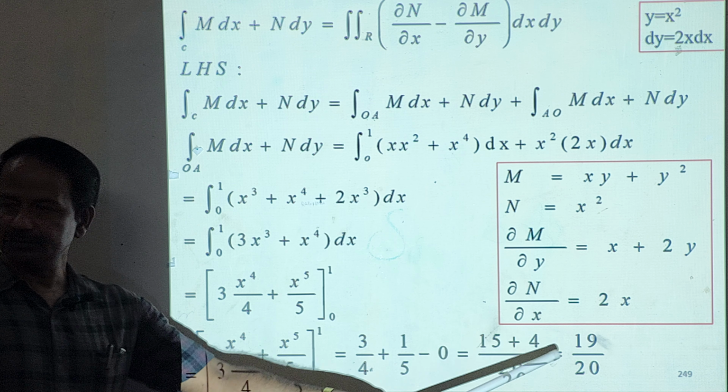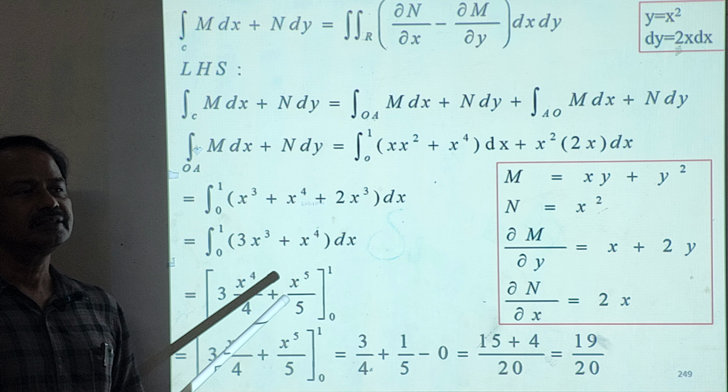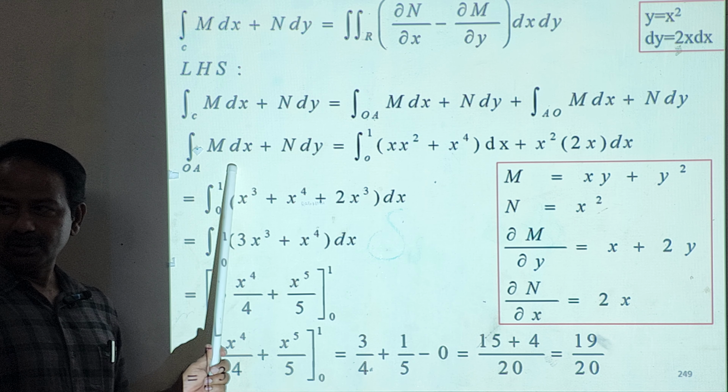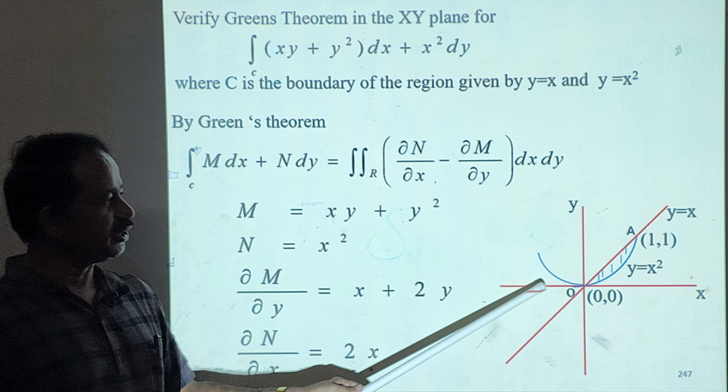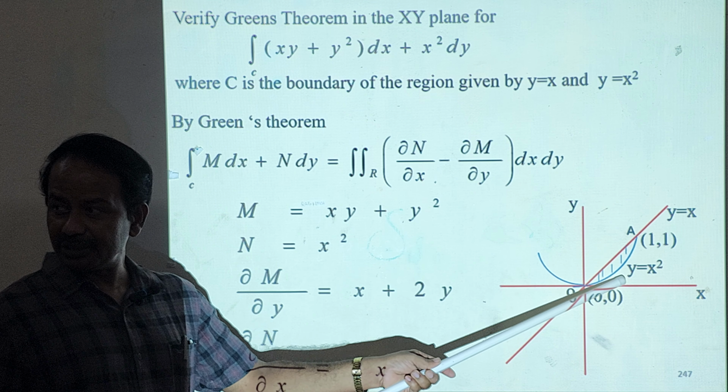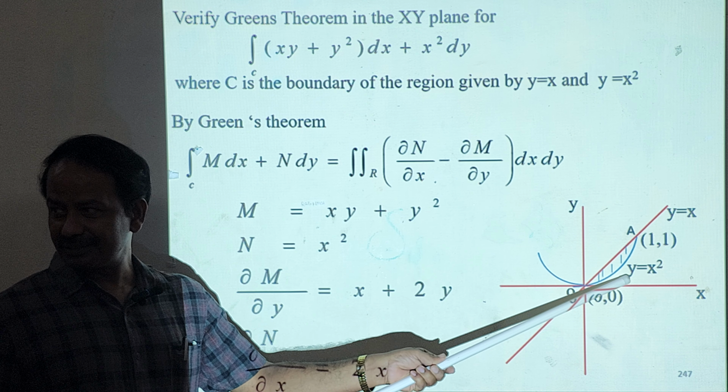Take the LCM. So that will give you 19 divided by 20. And this is for O2A. Is it okay? This is for O2A. For O2A, the equation is y equal to x squared. We'll have to use only this.